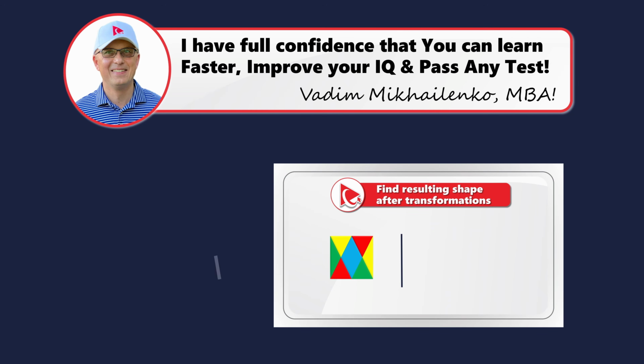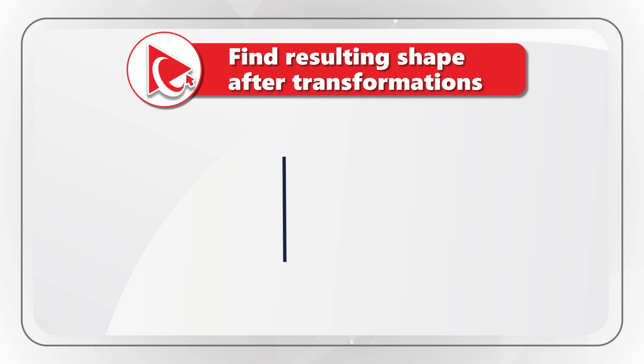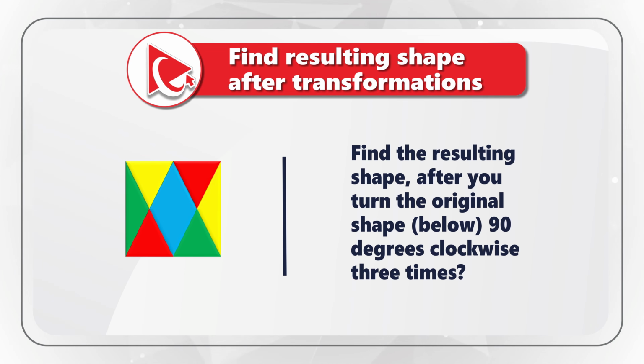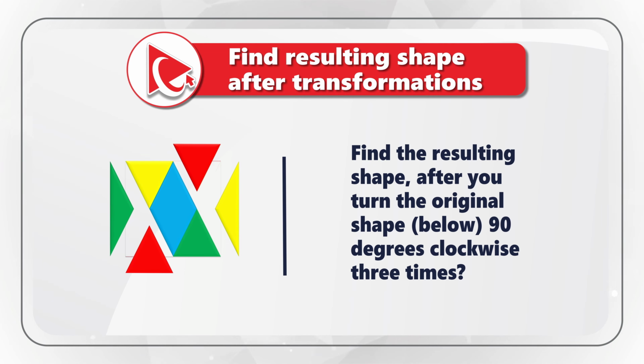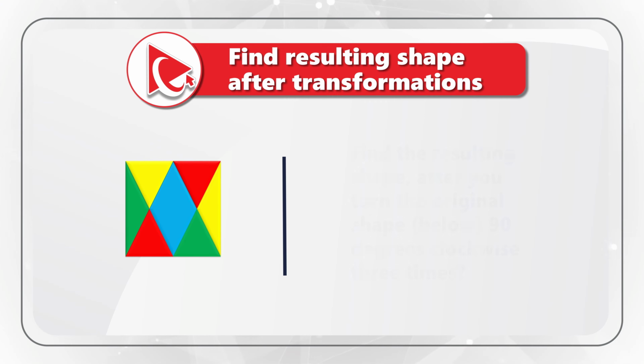I love this challenge because it tests your analytical skills and spatial reasoning skills so well. You need to find the resulting shape after the transformations. You're presented with the square that consists of different triangles of a different color. And you need to turn the original shape 90-degree clockwise 3 times. You have 4 different choices to select the shape after the transformations.